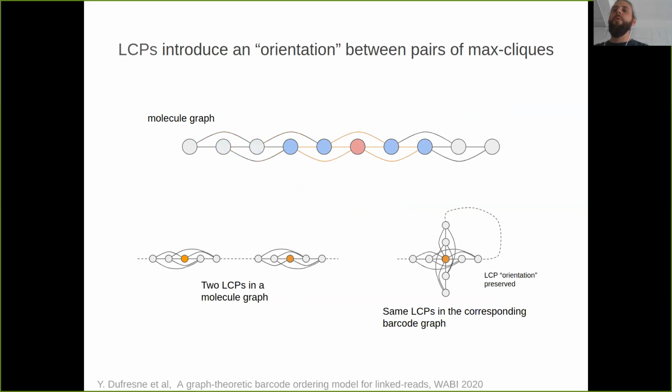But it has one more property that the max clique doesn't have: when you have your molecule graph and there is a collision between two barcodes, the fusion graph will keep a kind of orientation. We still have, using the linking edges, an idea of how many different molecules are inside of this barcode.